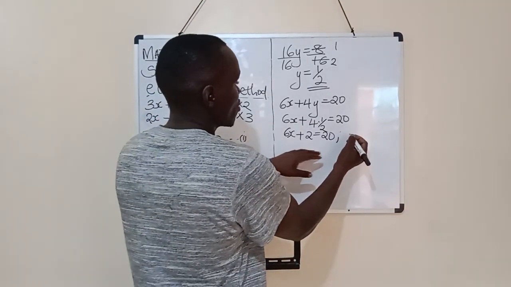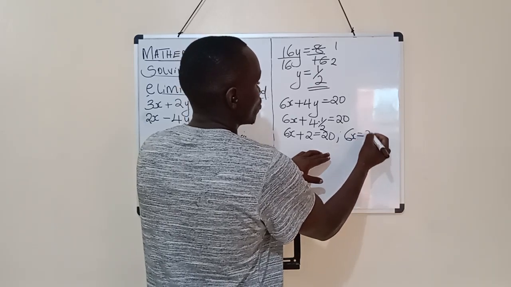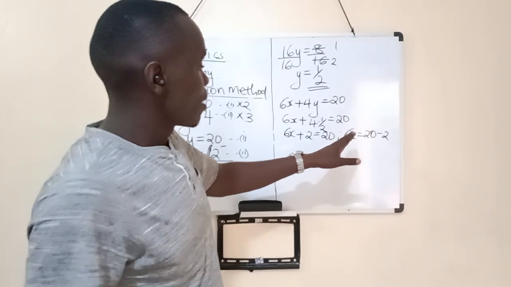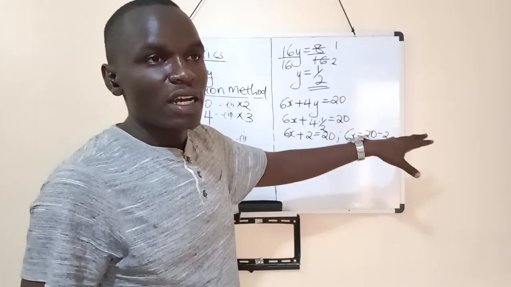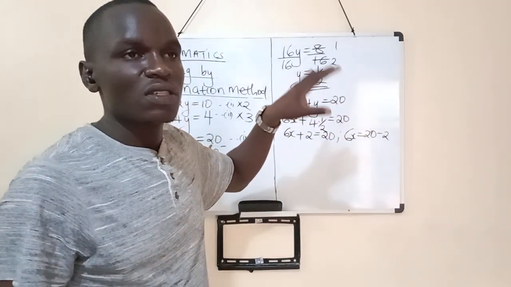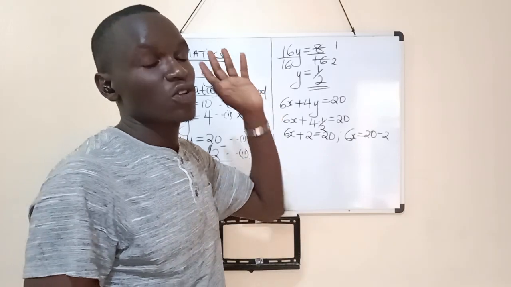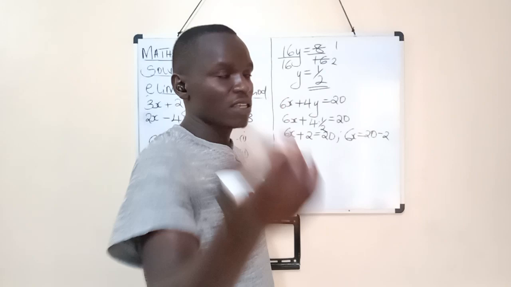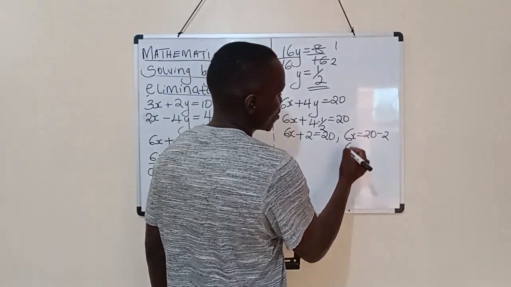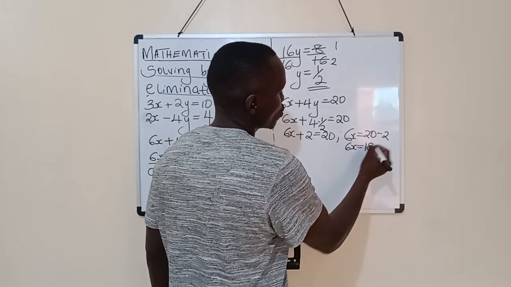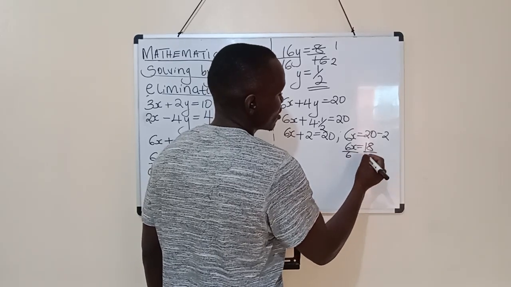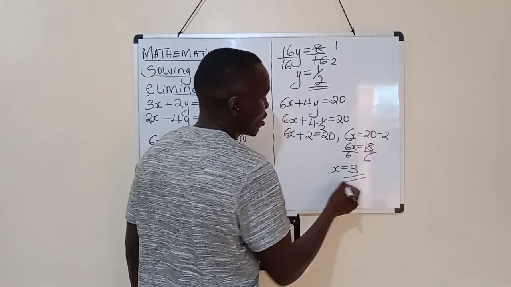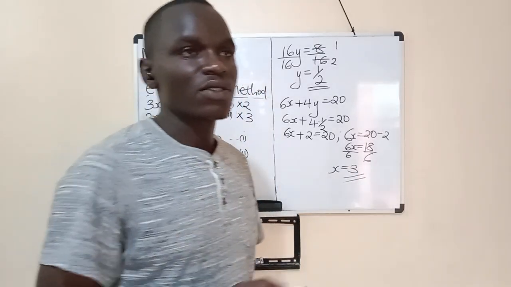Then we put like terms together. You're going to have 6x equals 20 minus 2. Remember, we agreed that when a number crosses an equal sign, the sign that precedes it changes. So addition becomes subtraction after crossing. So you're going to have 6x equals 18. You divide by 6, and x equals 3. The value of x is 3.